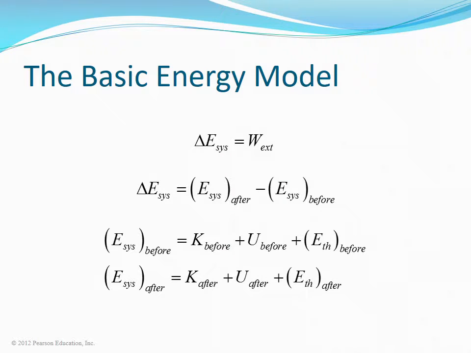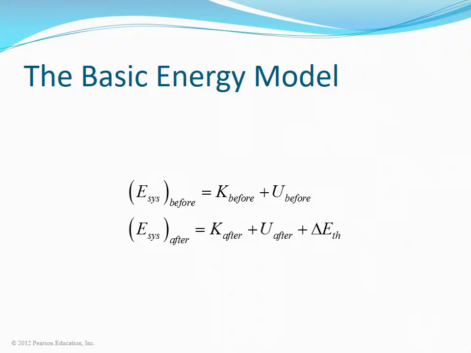You might think we could write the energy before as the kinetic energy plus the potential energy plus the thermal energy before the interaction, and the energy of the system after the interaction as the kinetic energy plus the potential energy plus the thermal energy after. But we do not. The energy of the system before is the sum of the kinetic and potential energy. The energy of the system after is the kinetic plus the potential plus the change in thermal energy. Thermal energy is an end product. Energy is dumped to thermal energy and is never recovered. It appears only after an interaction.